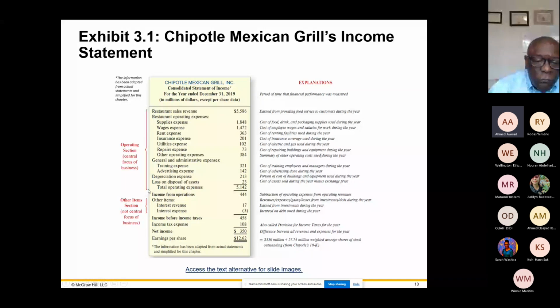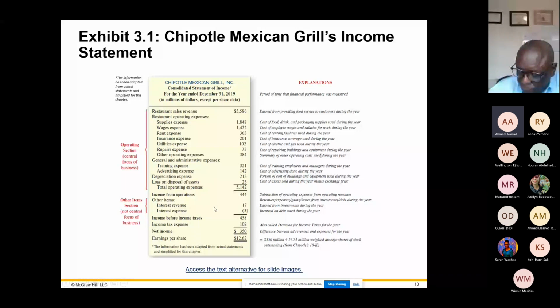Okay, so basically the interest revenue is coming from loans. Well, it may come from loans, but the point is that it is not the core of their business. The most important thing is that it is separated from the core of the business. It may come in the form of a loan.